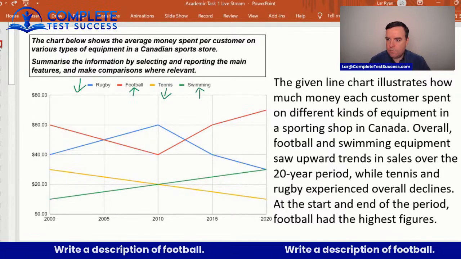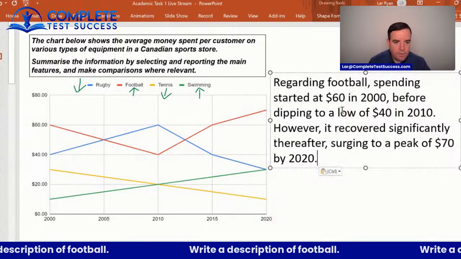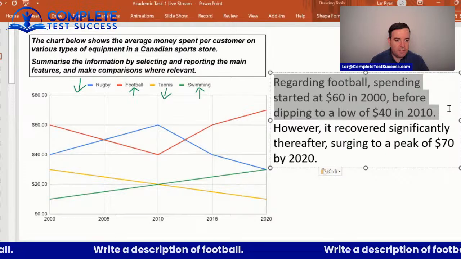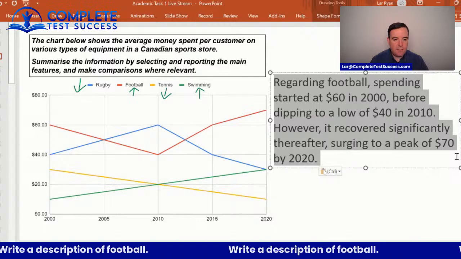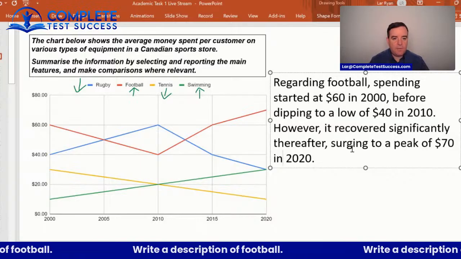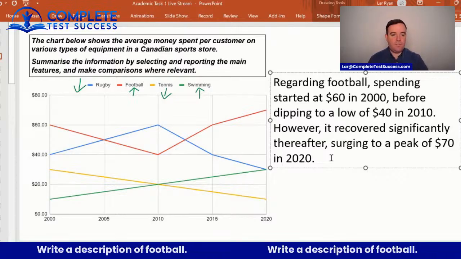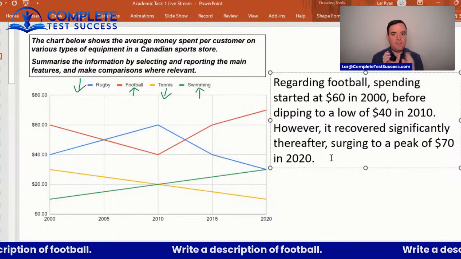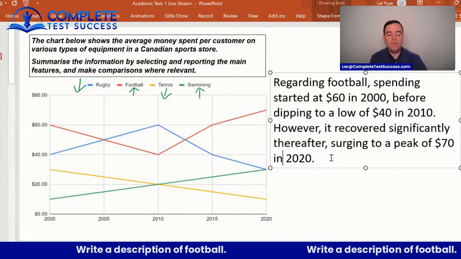Okay, so here we're moving on to body paragraph 1. So regarding football, spending started at $60 in 2000 before dipping to a low of $40 in 2010. Good. However, it recovered significantly thereafter, surging to a peak of $70 in 2010. So when we're using by, it will have to be past perfect. In this situation, we're using present simple or past simple, so we need to use in 2010. Whereas by 2020 was describing what happened before 2020, in which case you'd need to use past perfect.